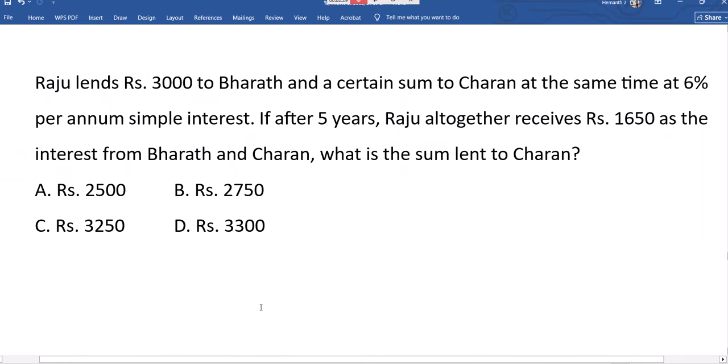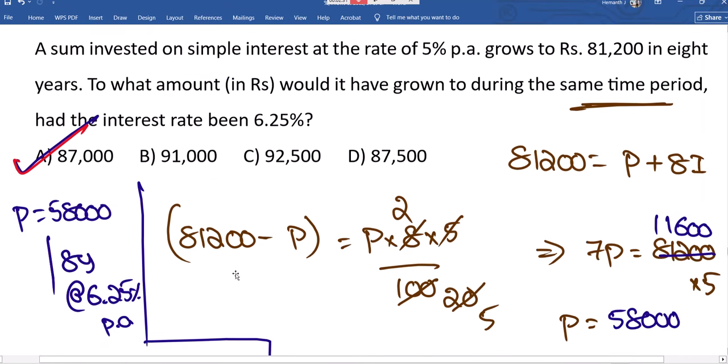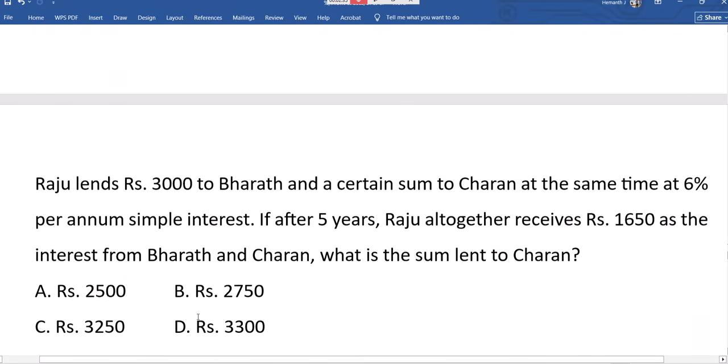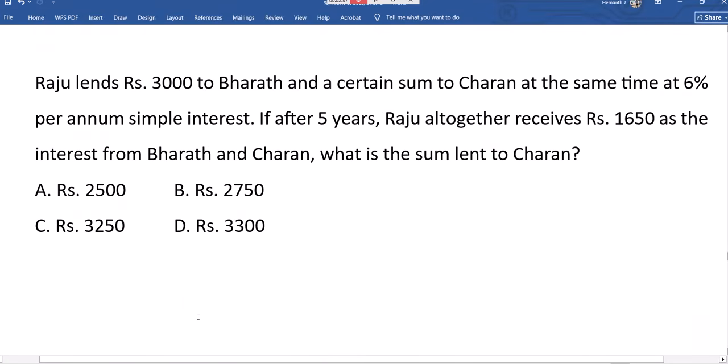Now see this question. I believe you understand the previous one. Okay, now let's look into this question given in TCS. Raju gave 3,000 to Bharat, and some amount to Charan. The amount is not mentioned. Both were given at the same time at 6% per annum.